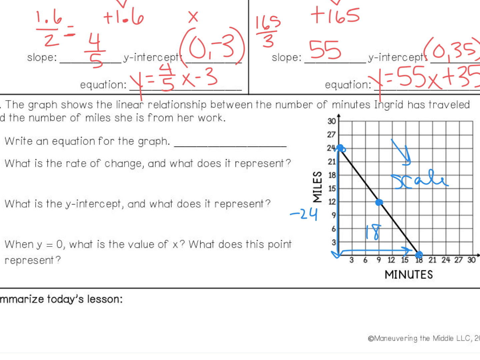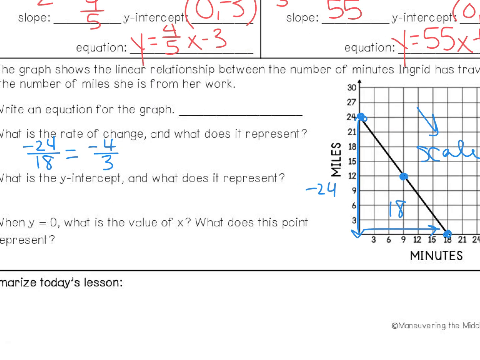So what is our rate of change? -24 over 18. What do we get? 6 goes into both of those. -4 over 3. What does it represent?